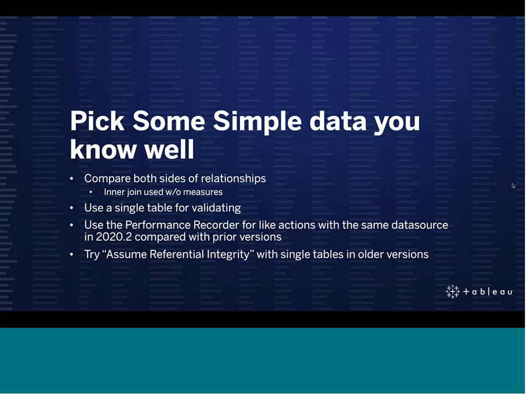You can use a single table for validating, and the way you might do that, let's say you're comparing versions. You have 2020.1 side by side with 2020.2. If you turn on assume referential integrity, it should use the minimum number of joins, and when you're using data from only a single table, then assume referential integrity will make sure that's the case, versus if it's not turned on, then you're going to be using more joins than you probably need. And that might be a good way to validate between old and new.